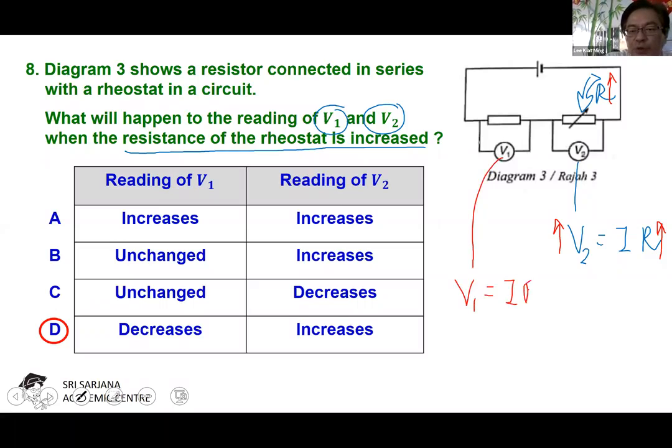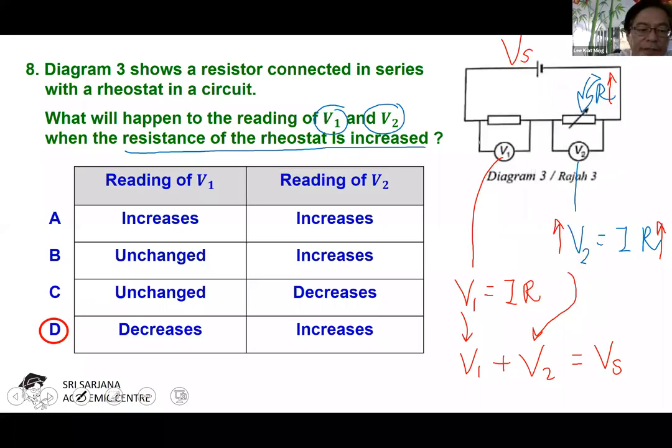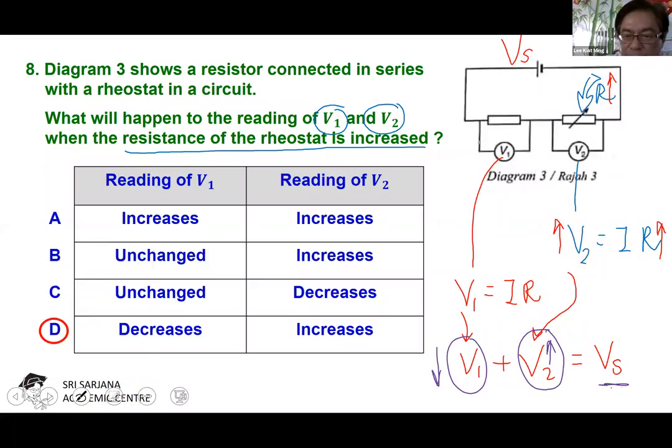I'm going to explain why it goes down. Because you know that V2 and V1, when I add them up, will give you VS. Don't forget that VS is the source, the source of the voltage supply, and VS is always constant. Clear? So when your V2 goes up, then V1 must come down, because the total is always constant. So if you were to supply, let's say, 6 volt here, then it will be 6 volt.